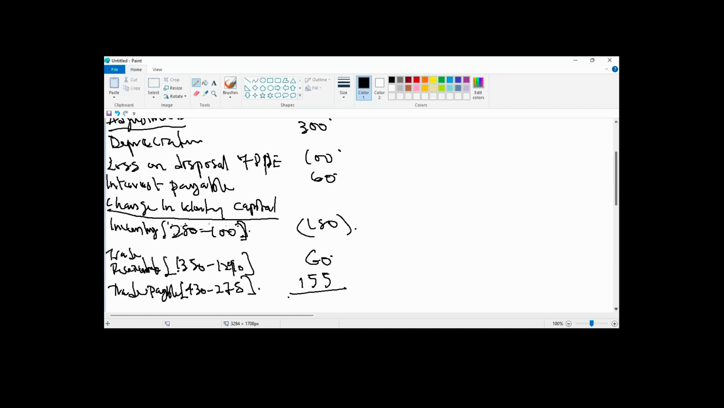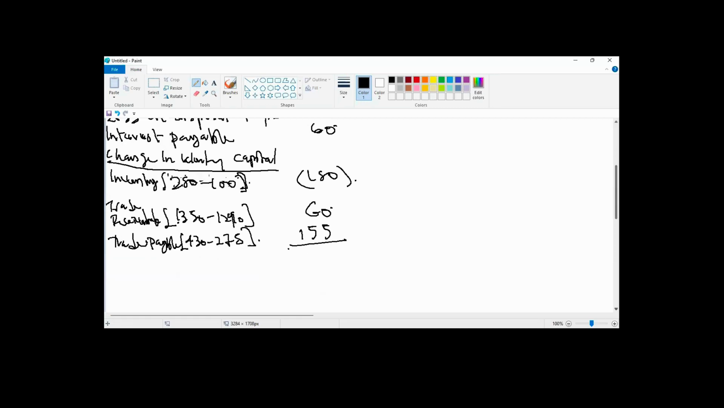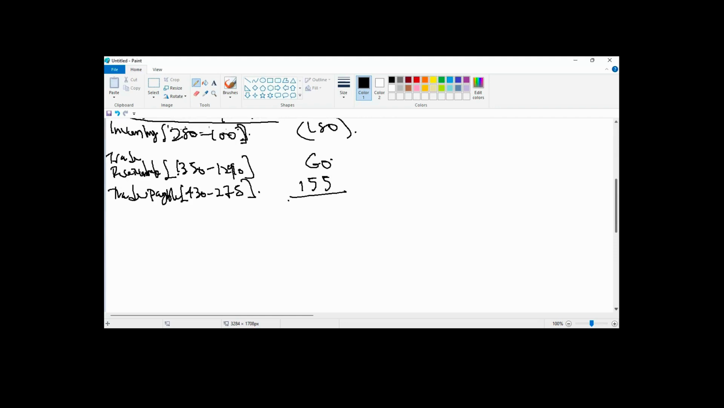That's okay. Cash generated from operation. Let's put it here: 511.